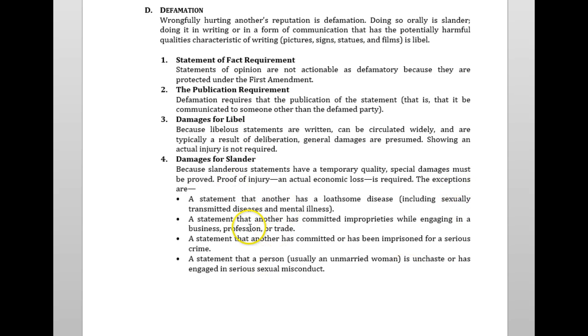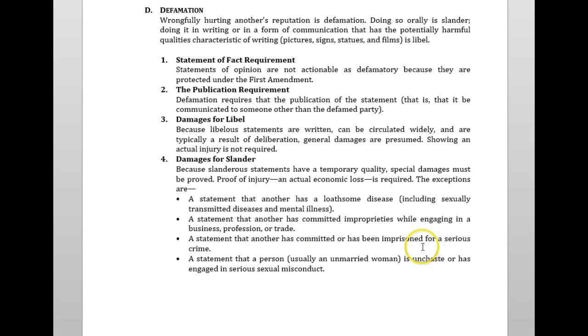And the exceptions to all of this, for this proof of injury, there are 4 things that are an exception to that. One is to say somebody has a loathsome disease, such as a sexually transmitted disease or mental illness. The other would be talking about, let's say, a lawyer, and as a matter of fact, stating that they are corrupt, when in fact that's not true. So you can't threaten somebody's livelihood with falsehoods.